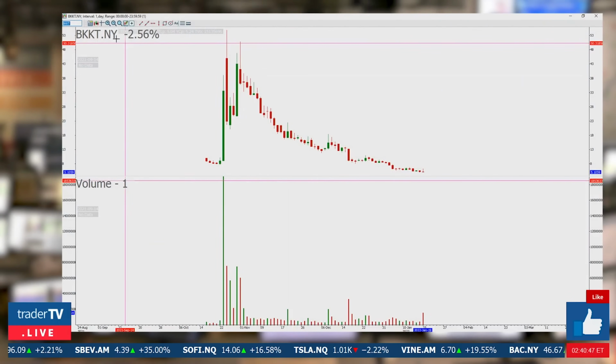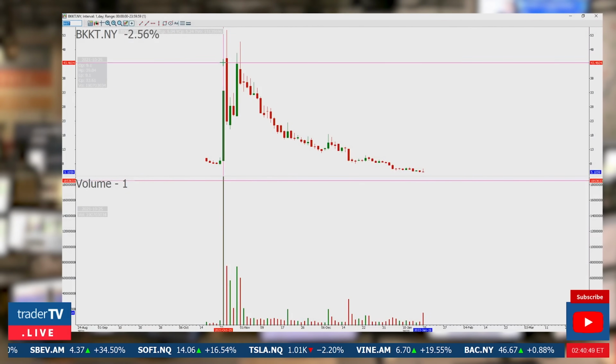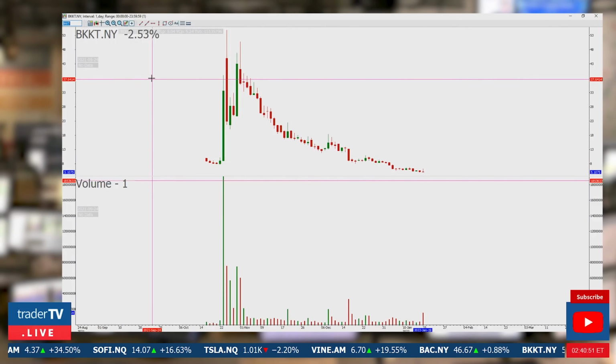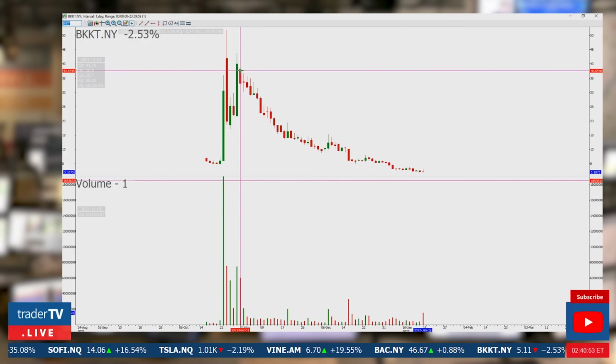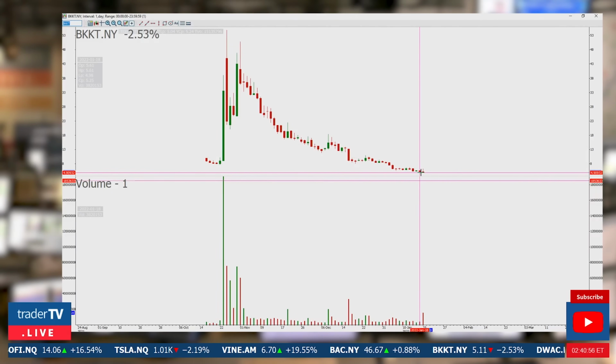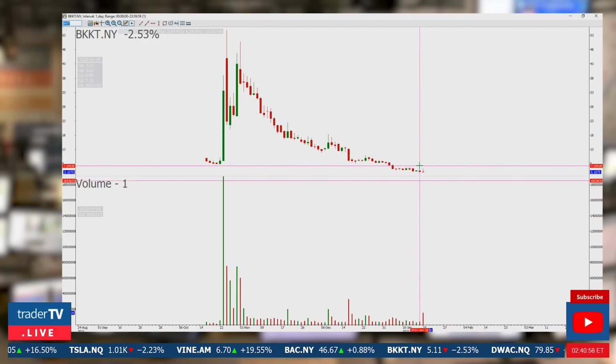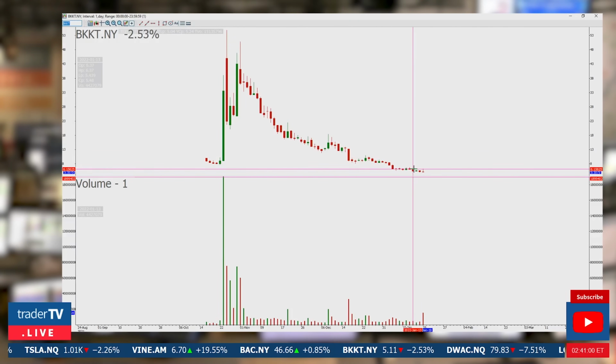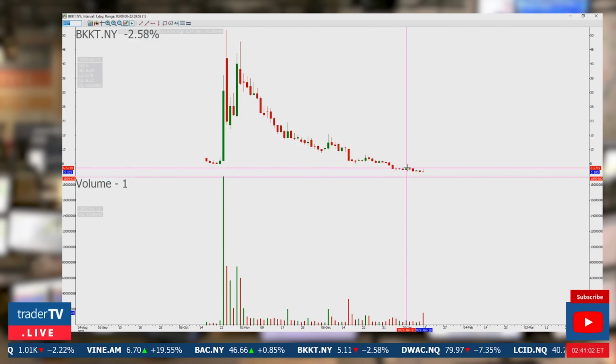And I'm speaking of a trend. I'm going to show you a daily chart here of BKKT. This is a daily chart, remember? So this thing has been doing nothing but going straight down since November. So why are we even thinking about possibly being long this in such a severe downtrend?